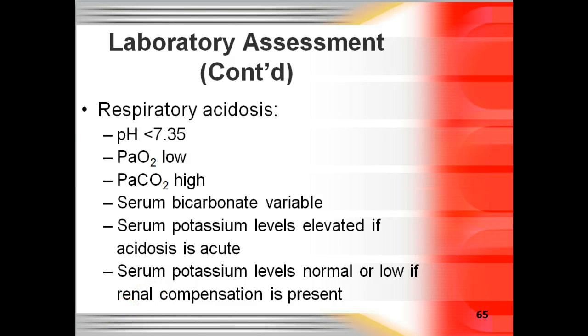Okay, now respiratory acidosis. The pH is low. Remember we said the pH could go with either metabolic or respiratory. Low means acidotic, high means alkalotic. So the pH is low, the PaO2, which means the oxygen level, is low, and the CO2 is high. If you've got more carbon dioxide, that means you're in an acidotic state. Serum bicarbonate may vary because that's primarily for the metabolic. Serum potassium levels are elevated if acidosis is acute. Serum potassium levels are normal or low if renal compensation is present. So these are the things that are going on with your body.